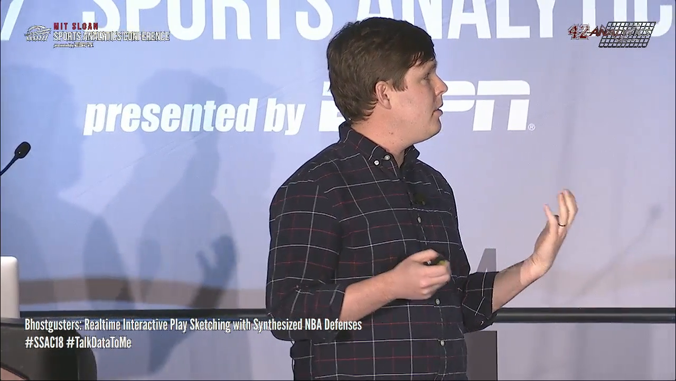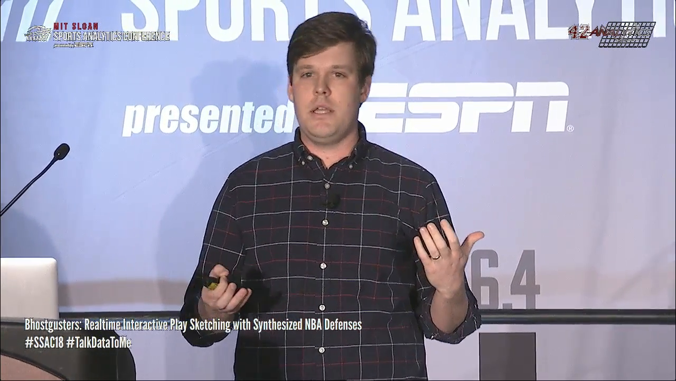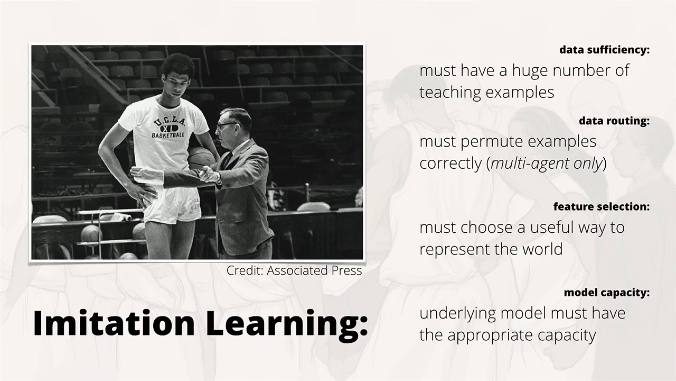So our ghosting models are built on something called contextual imitation learning. And I want to highlight 4 key things that are important for applying this across team sports. The biggest one is data sufficiency. You're training models by little examples. They're seeing these examples and they're trying to imitate them. And so we need lots of teaching examples.